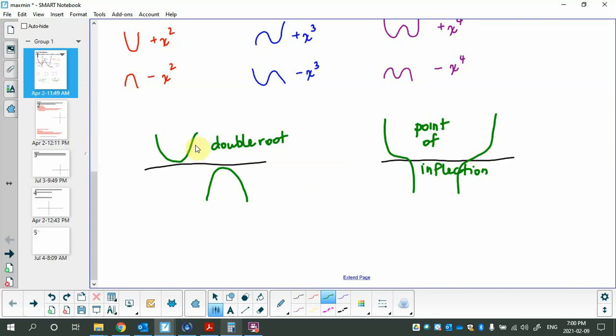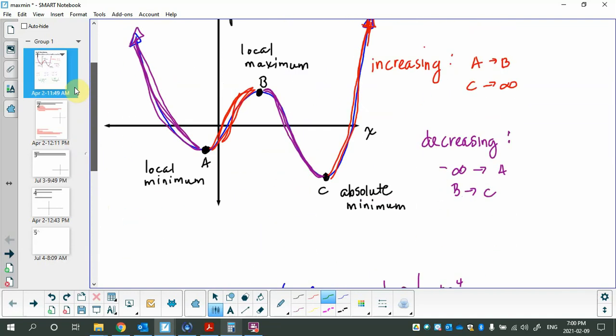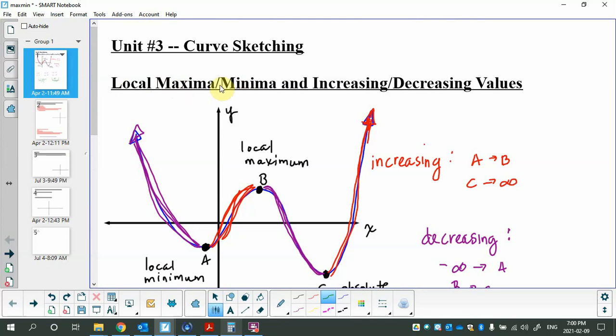So in this note, we're going to find where the local maxima and where the local minimum are. Some of them will end up being absolute maximum or absolute minimum. And we're also going to find where the increasing and decreasing values happen.